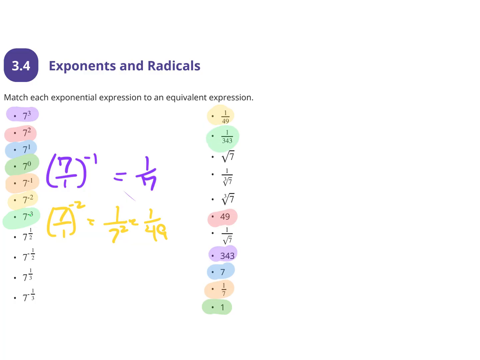7 to the 1/2 is the square root of 7. 7 to the negative 1/2 is 1 over the square root of 7. 7 to the 1/3 is the cube root of 7. And finally, 7 to the negative 1/3 is 1 over the cube root of 7, I'm sorry. That's messy. I wrote through the other answer. So hopefully you can follow along with the colors.